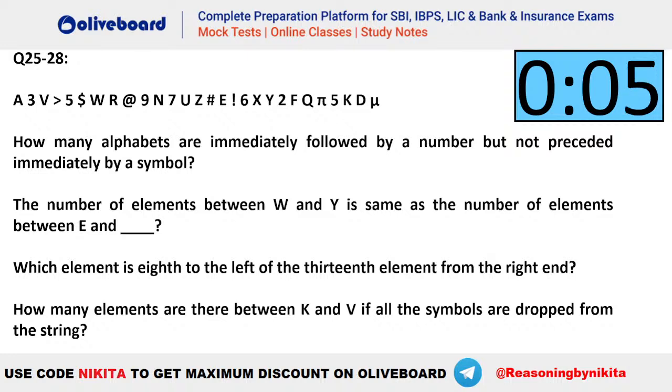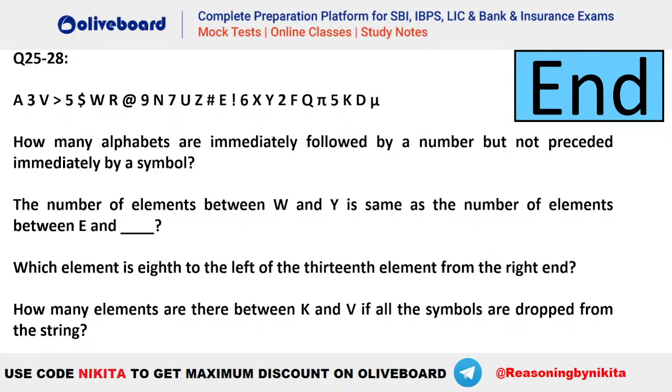First is 2, second is V, 3 is pi. Okay, let's try, right? So let's see what will be the answer of the first question. How many alphabets? Okay, we are talking about alphabets here. So how many alphabets are immediately followed by a number but not preceded by a symbol? So we should not have a symbol here. So alphabet then number should be there, but a symbol should not be before it, right? So let's see, where do we have an alphabet followed by a number? You can see we have an alphabet and number here, right? This is your alphabet and number. So an alphabet immediately followed by a number but not preceded by a symbol. So A and 3 also should be considered in here. Okay.